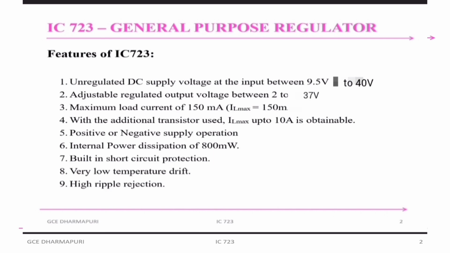It has a maximum load current of 150 milliampere. It is represented by IL max is equal to 150 milliamps. With the help of an additional transistor, the IL max goes up to 10 ampere. It requires a positive or negative supply voltage for the operation. It will dissipate power internally up to 800 milliwatts.